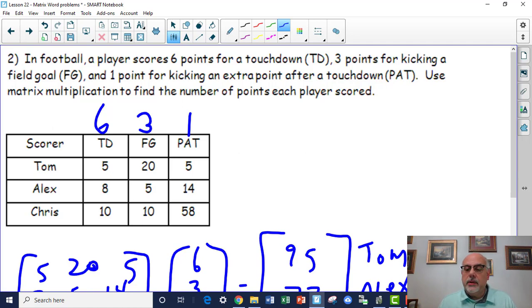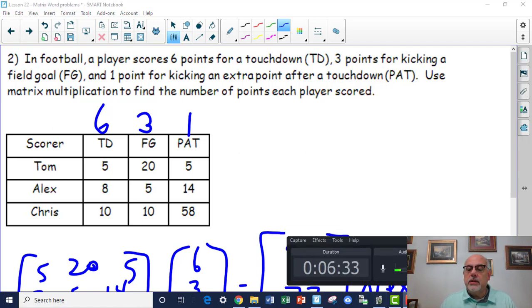So this lesson, as most lessons, has been brought directly to you from my dining room table.